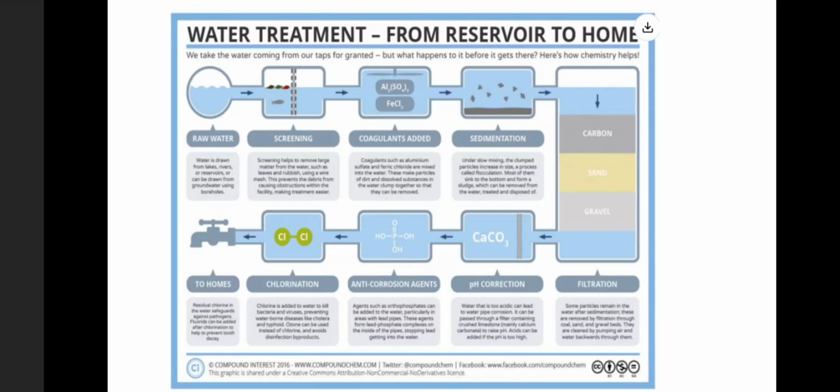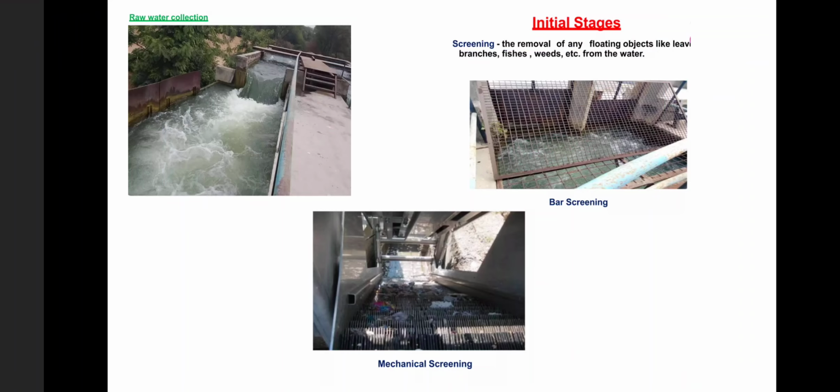And then we are going into the sedimentation. Sedimentation can be done in two ways, either by means of coagulation or by means of flocculation. Then filtration, and then pH correction, that means the removal of excess amount of acidity and carbonates present in the water. Then adding anti-corrosive agents and chlorination to kill the organisms or the pathogens present in the wastewater, and then to homes for the recreational uses.